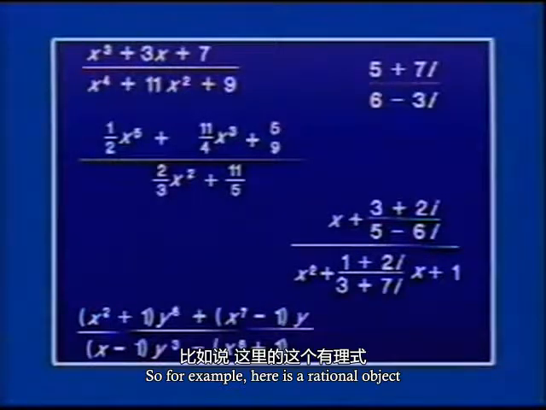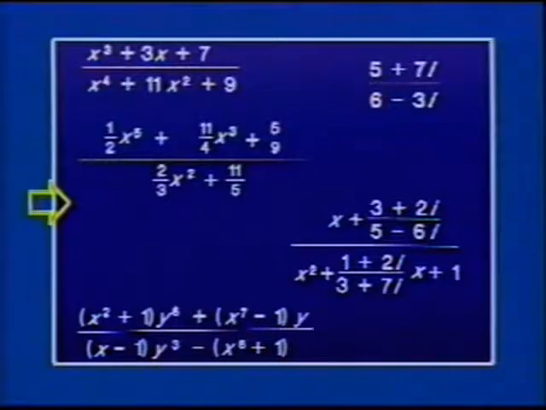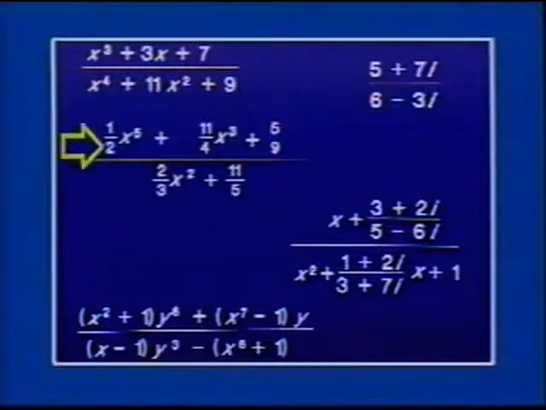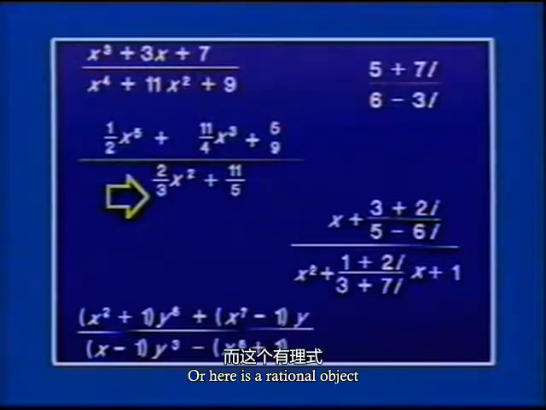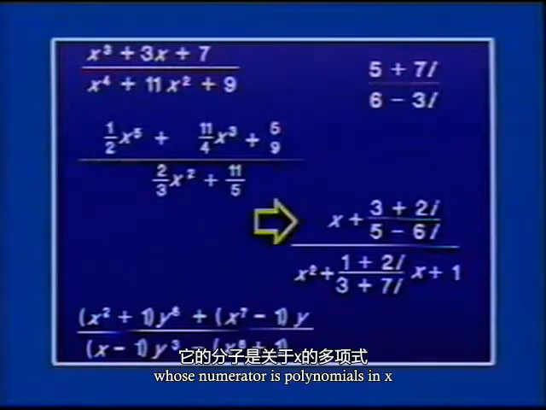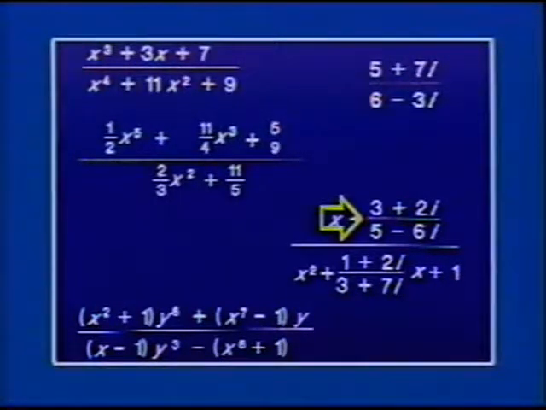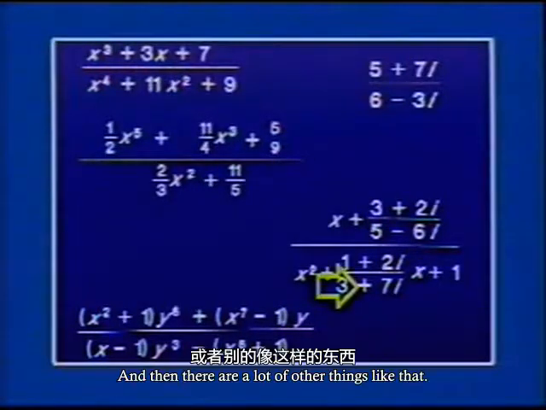Right? So for example, here is a rational object whose numerator is a polynomial in x whose coefficients are rational numbers. Right? Or here is a rational object whose numerator is polynomials in x whose coefficients are rational objects constructed out of complex numbers. And then there are a lot of other things like that.